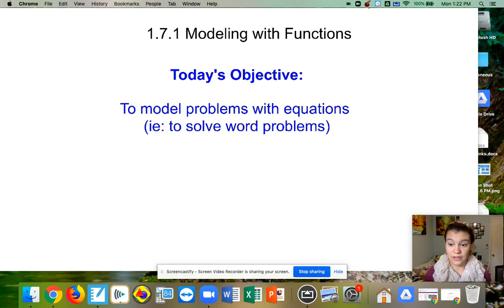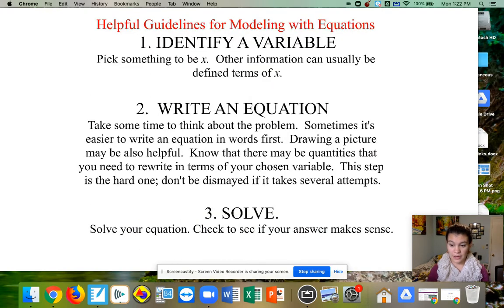All right, today we're going to do modeling with functions. So we're going to model real world problems with some functions, and then we're going to solve them. So some guidelines to follow. Number one, make sure you identify the variable. They're not going to tell you what x is or what y is. You need to pick something to be x. There's usually 2 or 3 options you can use, and either one is fine. Make sure you write it down so I know what you're talking about.